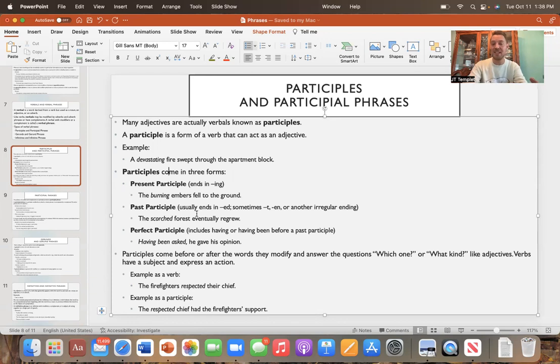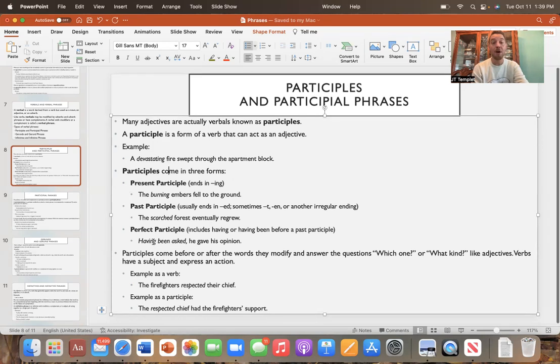Past usually ends in ed, but remember, English is a unique language that has a lot of multiple influences from different language groups. So we have those irregular endings sometimes, like T or EN, like broken. The scorched forest eventually regrew. Scorched can function as a verb, but here it's a verb functioning as an adjective describing forest. And then the perfect participle, which is really just adding having been or having to the past.